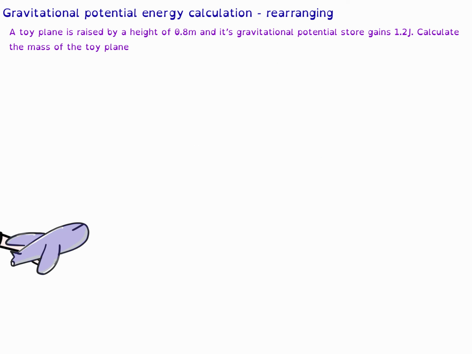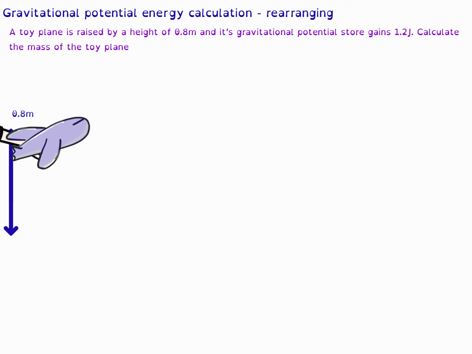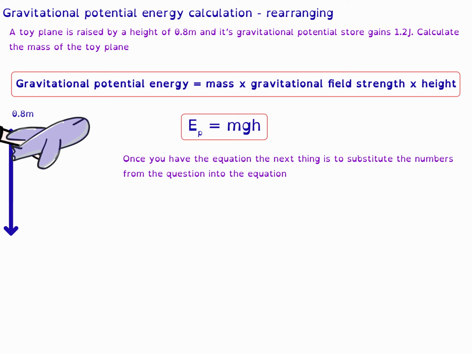A toy plane is raised by a height of 0.8 metres and its gravitational potential store gains 1.2 joules. Calculate the mass of the toy plane. First, we start with our equation, which is gravitational potential energy equals the mass times the gravitational field strength times the height. Once we have our equation, the next thing to do is substitute the numbers from the question into the equation. So we get 1.2 equals the mass, our unknown, times 9.8, our gravitational field strength, times 0.8, which is the height that the toy plane has been raised by.